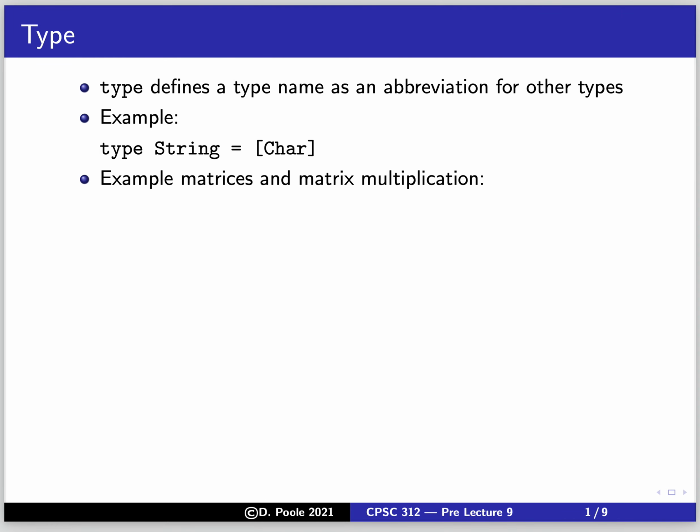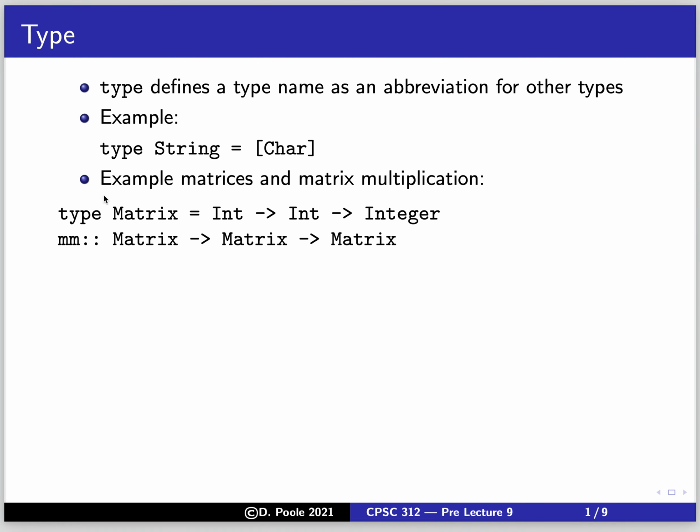An example that we saw in class was matrix and matrix multiplication. If we define the type of a matrix, which is a function from Int and Int into Integer, that's a reasonable definition of a matrix. It takes two integers, the row and the column, and returns another integer. And we can do matrix multiplication, which goes from a matrix to a matrix to a matrix.